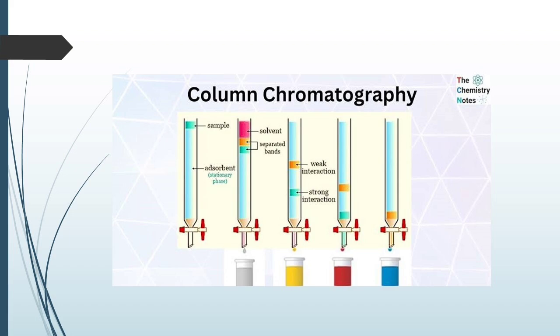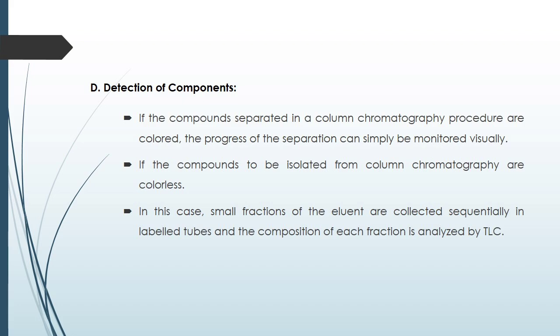In the next slide, detection of the components. If the compounds separated in a column chromatography procedure are colored, the progress of the separation can simply be monitored visually. Compounds isolated from column chromatography may also be colorless. In this case, some fractions of eluate are collected sequentially and labeled in tubes. The composition of each fraction is analyzed by thin layer chromatography.